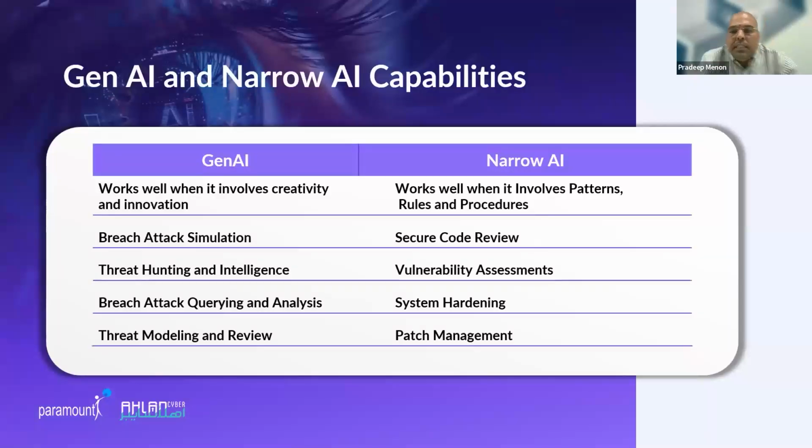For example, secure code review, vulnerability assessments, system hardening, etc., can be easily automated using narrow AI, which will give you very good results. But when it comes to breach attack simulation or using natural language queries for your SIEM tools, etc., Gen AI will be a better choice. So today's discussion includes both aspects of AI, Gen AI as well as narrow AI.